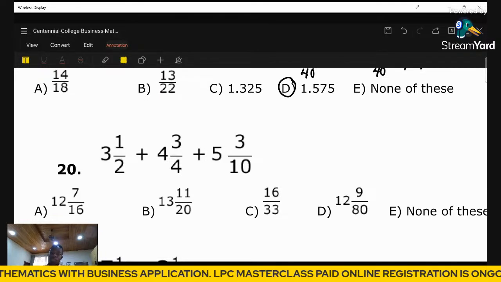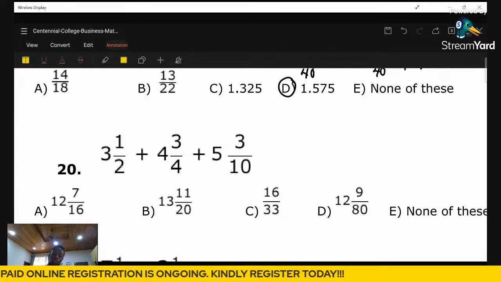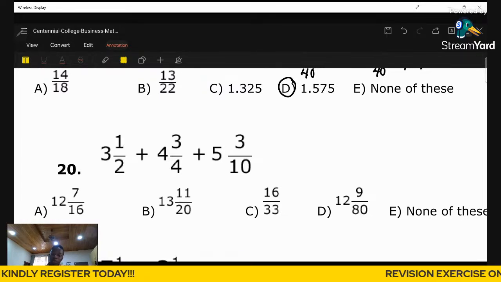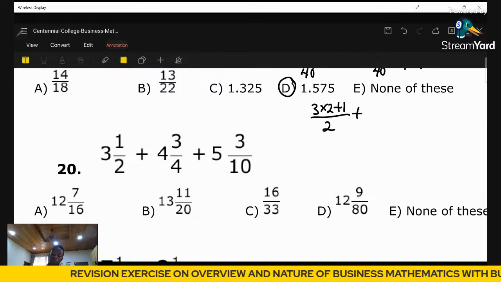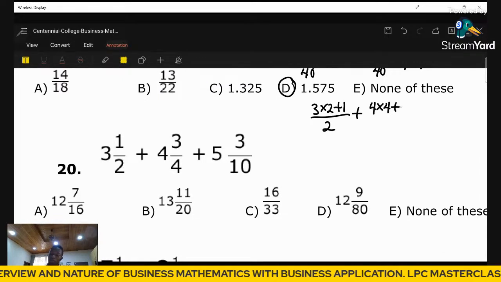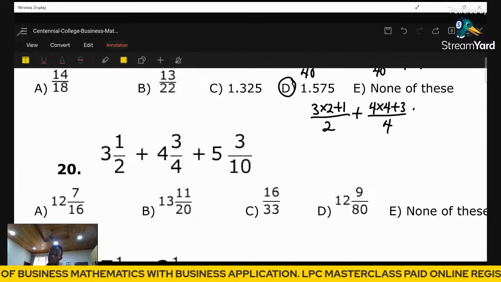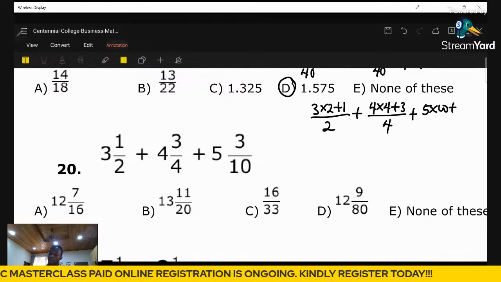First of all, you must express all these mixed fractions as improper fractions. So 3 whole number 1 out of 2 can be expressed as an improper fraction as follows. 2 will multiply the 3 and add 1 to the result. So that becomes 3 multiplying 2 plus 1, and then divided by 2. You do the same for the next value, which is 4 multiplying 4 plus 3, and then divided by 4, plus 10 multiplying 5 plus 3, and then divided by 10.